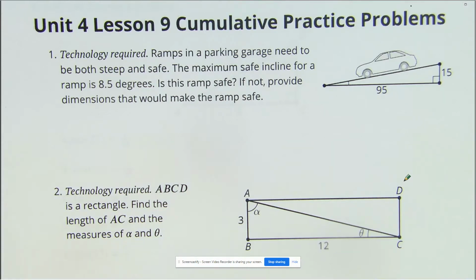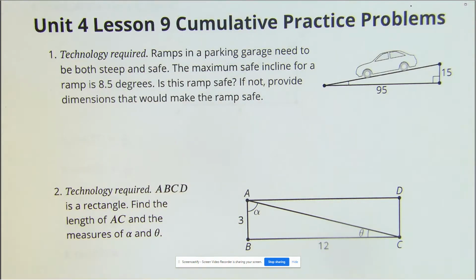Hey everybody, it's Miss Austin and I'm going to be going over the Unit 4 Lesson 9 practice problems. You are going to need a calculator for this, your phone calculator if that's what you've been using. You can use Desmos. I'll be using the TI-84. There's lots of apps you can download onto your phone as well.